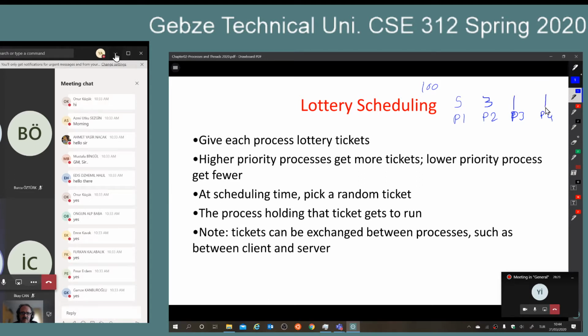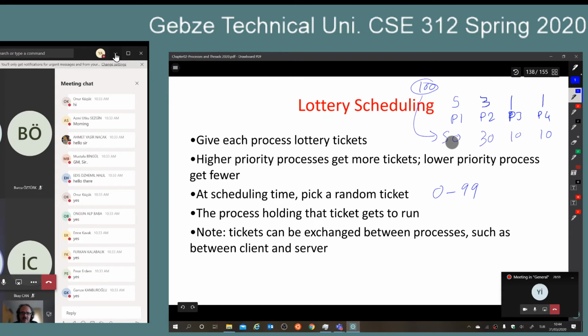So what I do is I distribute the lottery tickets to these processes. I have a total of 100, so I give this guy 50 tickets. This one has 30 tickets. This one has 10, and this one has 10. When the time comes for scheduling, at scheduling time, I would pick a random ticket between 0 to 99. So this one has the best chance of winning the lottery.